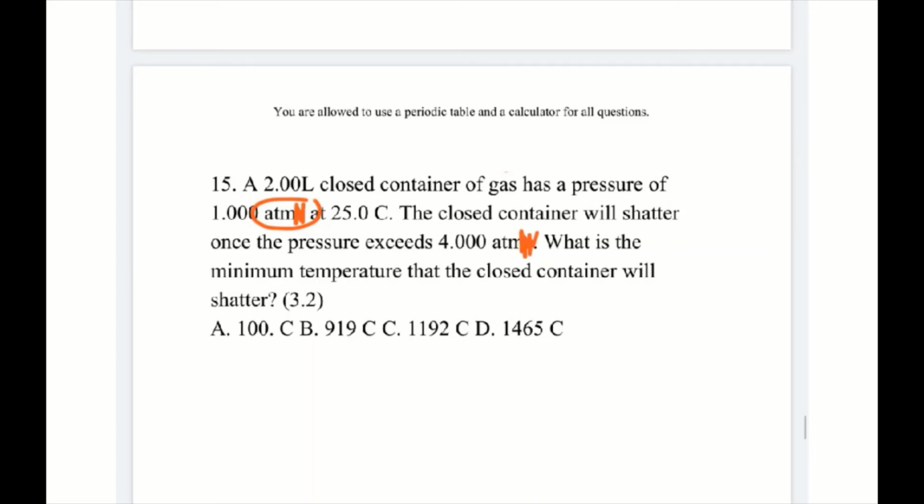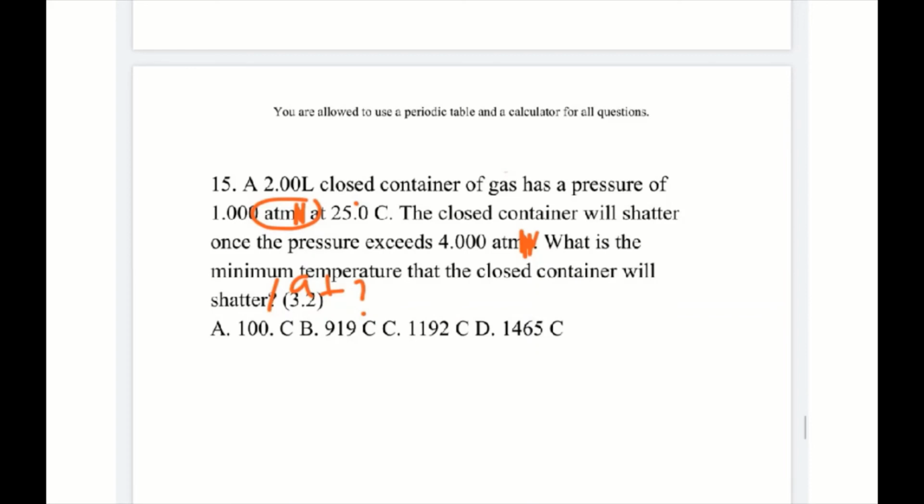So let's read this question. 2.00 liters of gas has a pressure of 1.000 ATM at 25 degrees Celsius. The closed container will shatter once the pressure exceeds 4.000 ATM. What is the minimum temperature that the closed container will shatter? So I don't know if this is grammatically correct, but I think there's supposed to be an "at" there. So what is the minimum temperature that the closed container will shatter at? So that's grammatically correct, and now let's continue.